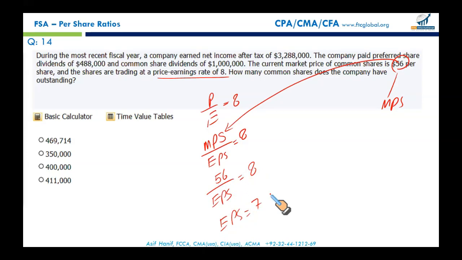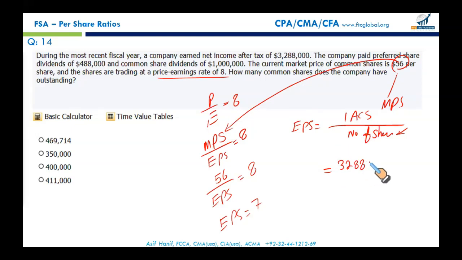That's the starting point. Now we know EPS, earning per share, is equal to IACS divided by the number of shares. EPS is there. We just need to find out IACS, income available to common stockholders. And what is that? It is net income, which is 3,288,000 minus preferred stock dividend, which is 488,000. There you go.